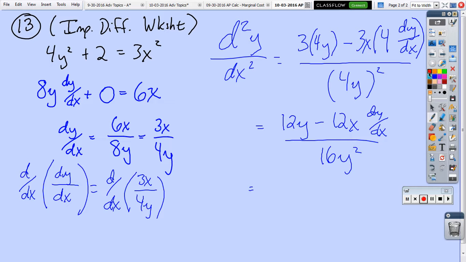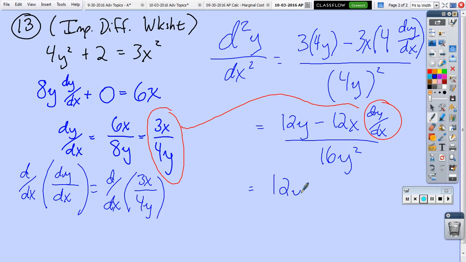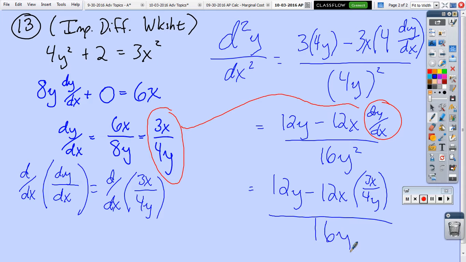We know what dy/dx is, so we want to write our second derivative just in terms of x and y. So we're going to plug this in instead of dy/dx. If we plug that in, we have 12y minus 12x times 3x over 4y, all over 16y squared.